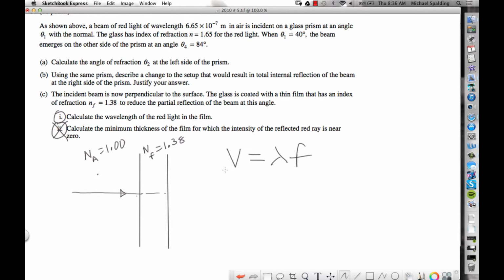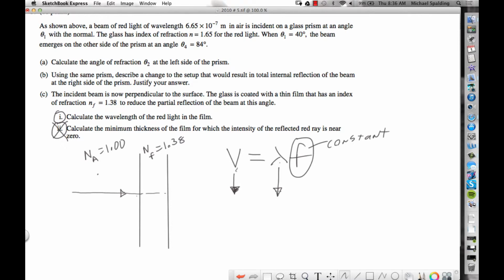Is it going to speed up or slow down? It's going to slow down. The velocity decreases. Now, what is the reason for that? Does the wavelength change or does the frequency change? The wavelength changes. In fact, frequency stays constant for a given light ray. So a decrease in velocity means a decrease in wavelength.